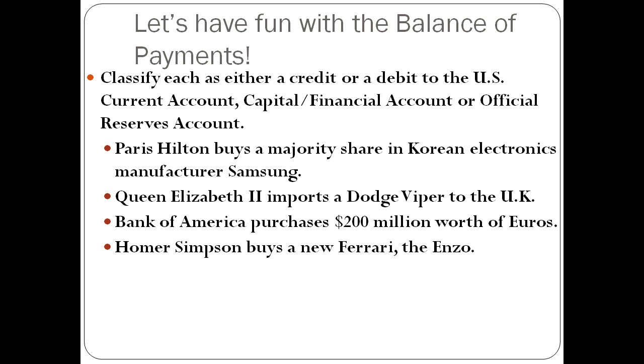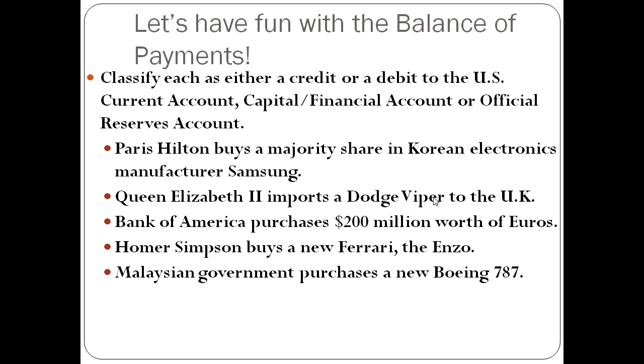All right, Homer Simpson buys a new Ferrari, the Enzo. That is going to be an import. So an import, you're bringing in the good, you're losing the money. So if we're at an import, we're definitely talking current account. And we are bringing in the import and we're losing money, so it's going to be an outflow of cash. So that's going to be a debit. So this is going to be a debit to the current account.